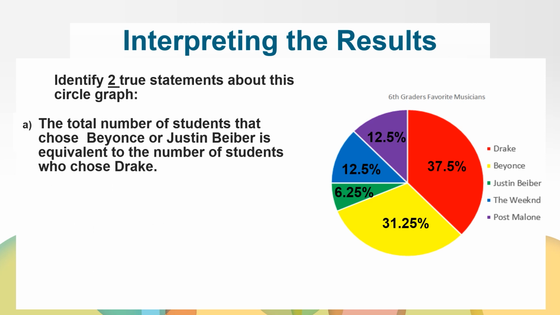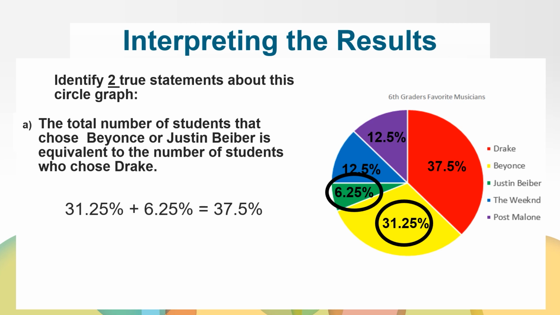Let's zoom in on each statement and think through why it's true or false. A says that the total number of students that chose Beyonce or Justin Bieber is equivalent to the number of students who chose Drake. Well, I see that this statement says Beyonce or Justin Bieber. So that must mean that I need to combine their amounts. And I can see that when I add those together, the sum will be 37.5%. So this statement must be true.